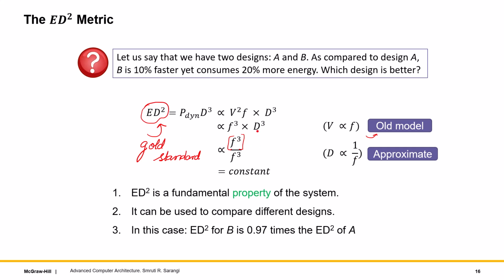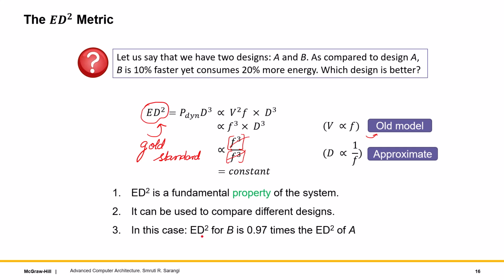If I were to do that, then D cubed would become 1 by F cubed, and they would cancel out, and this would become a constant. So this essentially says that, subject to our simplistic assumptions, ED square is a fundamental property of the system and it's a constant, and essentially we should care about reducing the ED square rather than E and D separately. So this is how you can compare different designs.